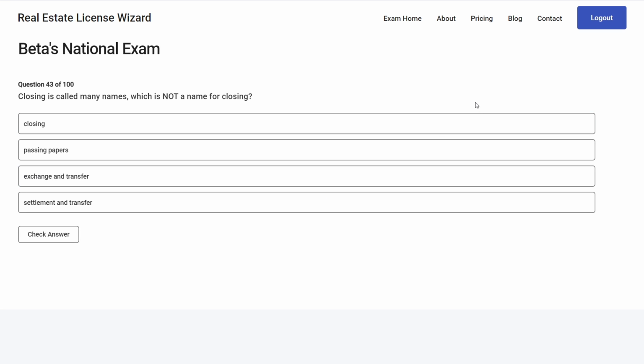All right, 43. Closing is called many names, which is not a name for closing? Okay, closing is our first one. Passing the papers is our second. Exchange and transfers are our third, and settlement and transfer is our fourth. All right, I'm going to give you guys an opportunity to think that one over, read it over if you need to.